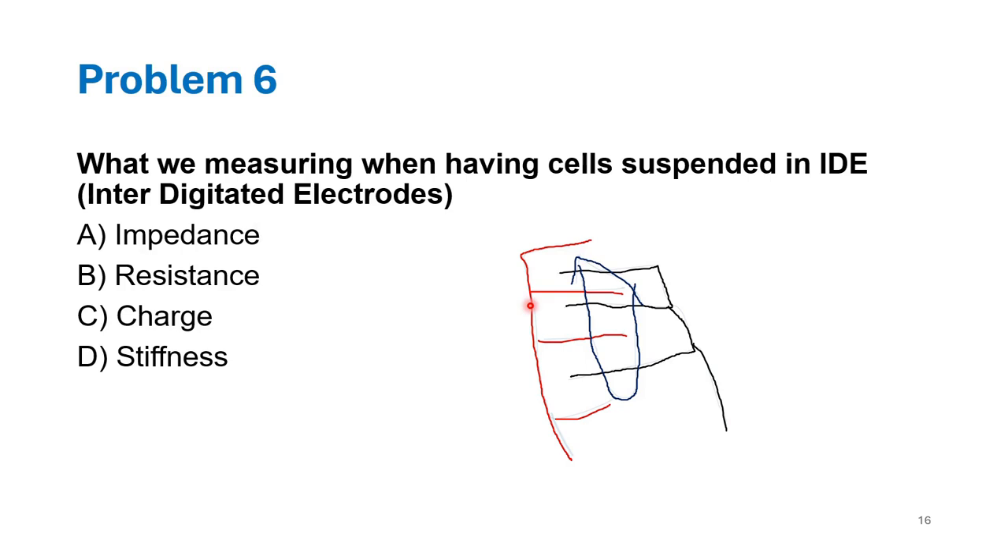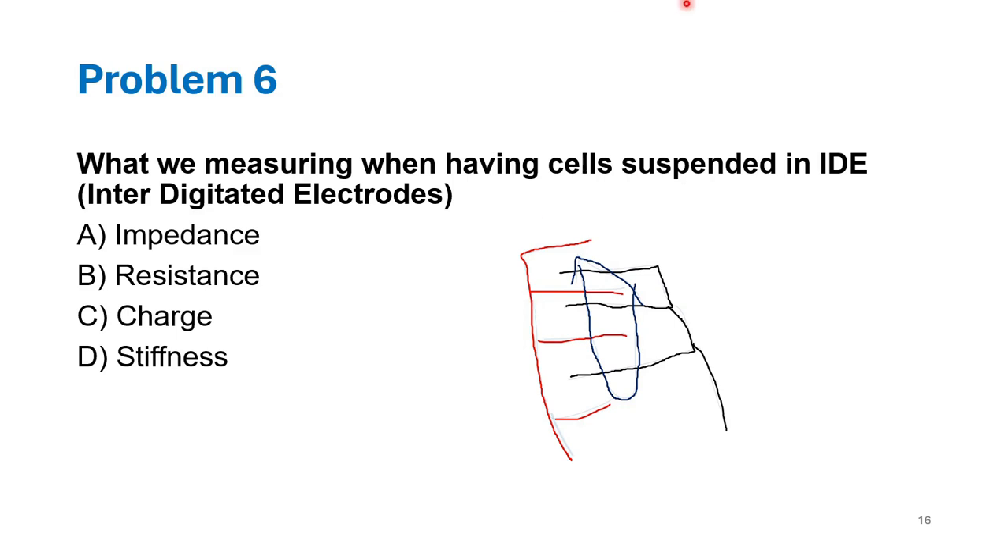We will have infinite resistance, right? Why? Because there is no conductive path between the two electrodes. But when we have some cells suspended in an analyte between the two IDEs, we'll have some sort of conductive path. That conductive path will not just have resistance, it will have some reactance terms as well. So what we measure is impedance, not the resistance.